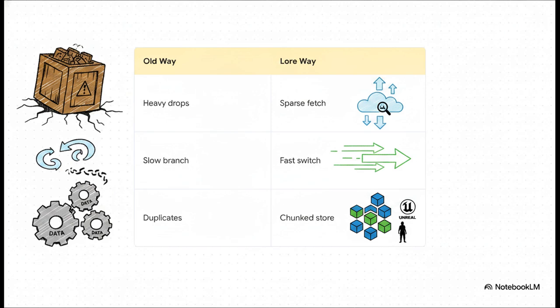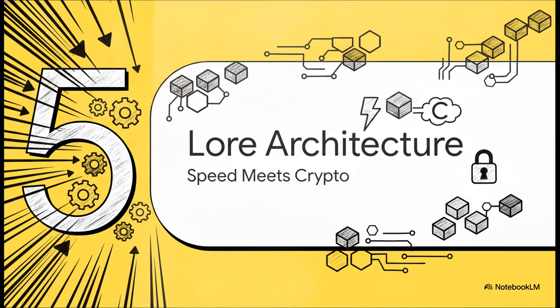Your workspace stays lightweight and only fetches data exactly when you need it. The old way means painfully slow branch switching when massive files change. The Lore way offers lightweight, incredibly fast branching. And where the old way duplicates large binaries over and over, Lore uses chunked, deduplicated storage. It's actually so powerful that it's the built-in version control system for the Unreal Editor for Fortnite. So, how did Epic Games actually achieve this unprecedented scalability? Let's look at Section 5, Lore's high-scale architecture, where speed meets cryptography.